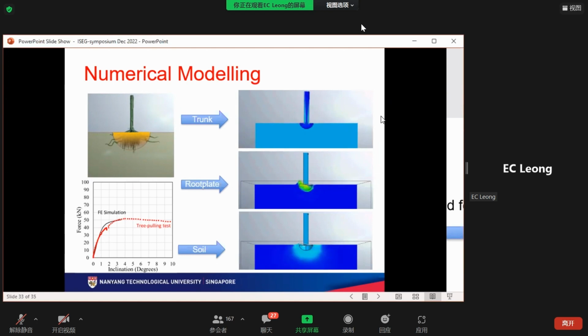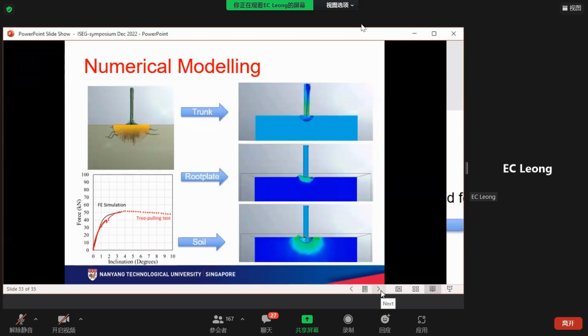The trunk, with the properties of timber, can withstand very high stresses. The root plate actually took stresses one order lower, and the soil is another order lower. In order to be able to visualize the stresses, we have to divide the animation into three separate parts. This allows us to take a look at what is actually happening when we conduct this tree pulling test.